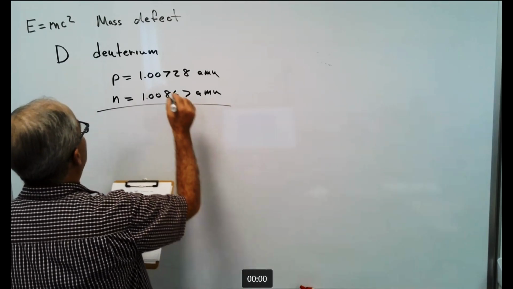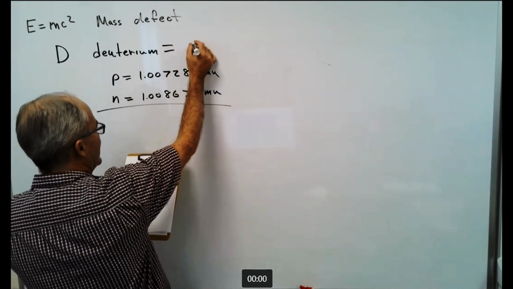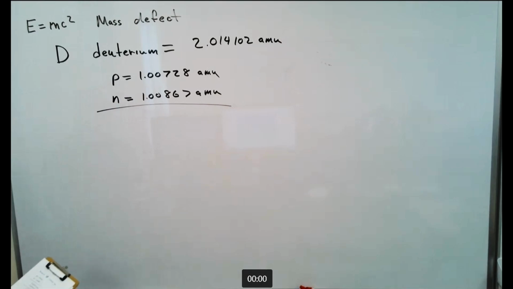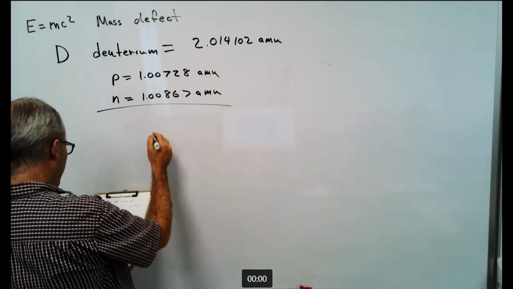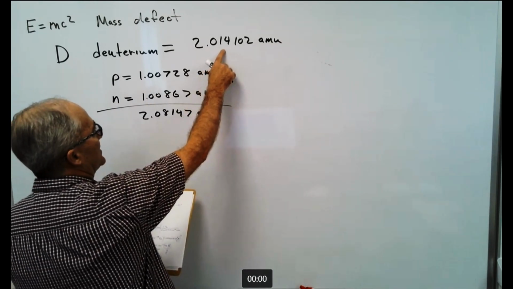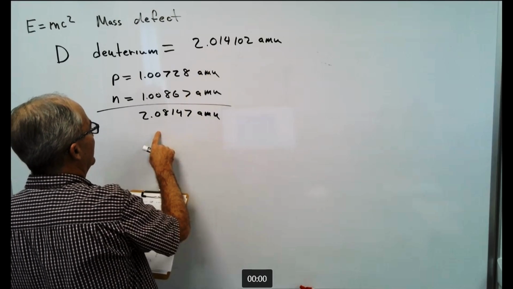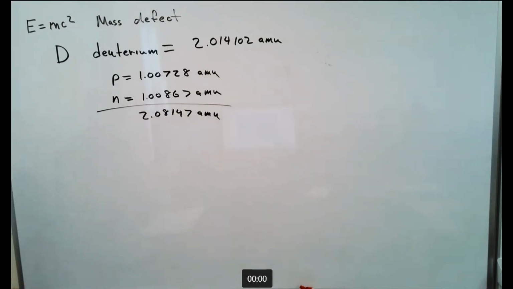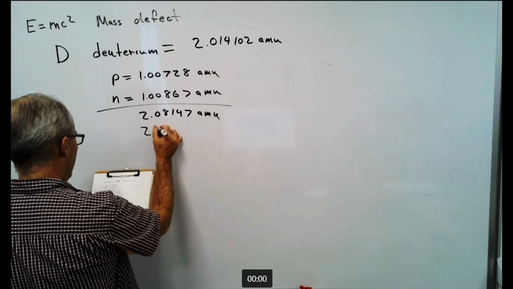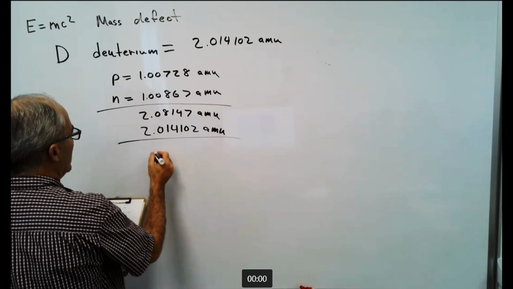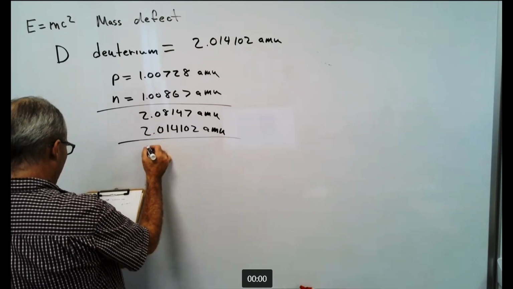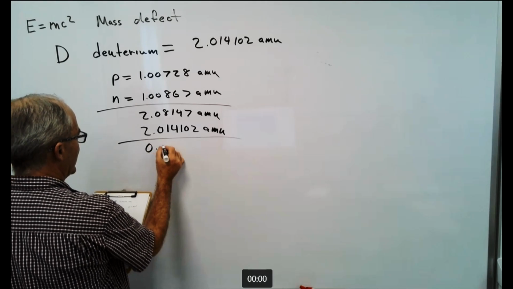All right, deuterium has a mass of that many atomic mass units. And if I sum these two up, we see that this is a smaller number than that one there. So where'd that mass go? That mass went into binding energy to hold those particles together in the nucleus. So if I take a difference between these, I'm going to just do it so I get a positive number, I'm not going to worry about the sign.